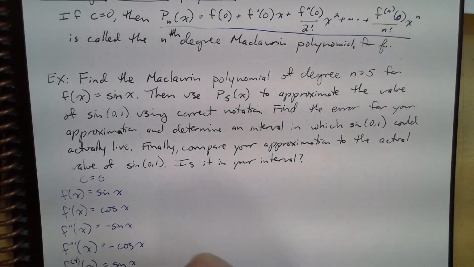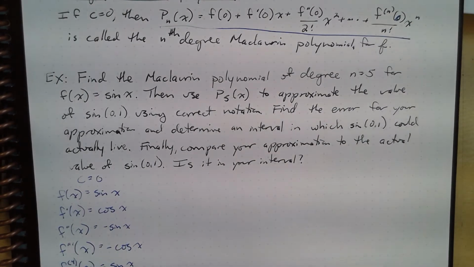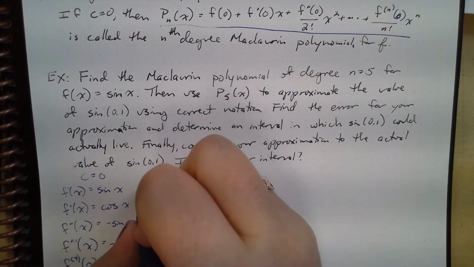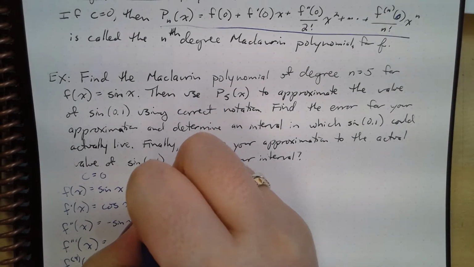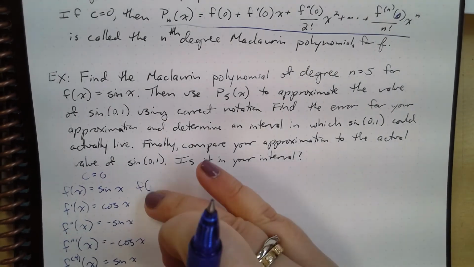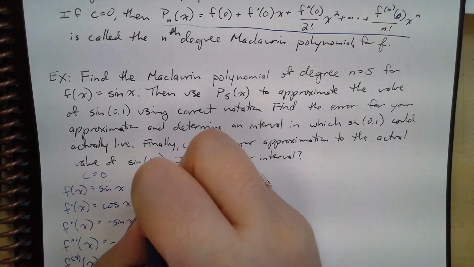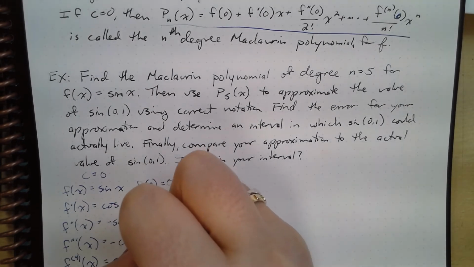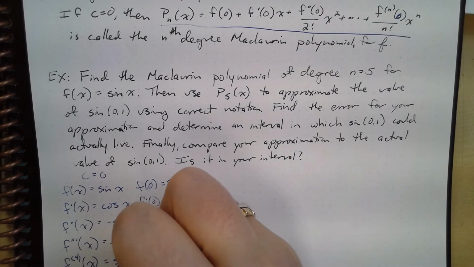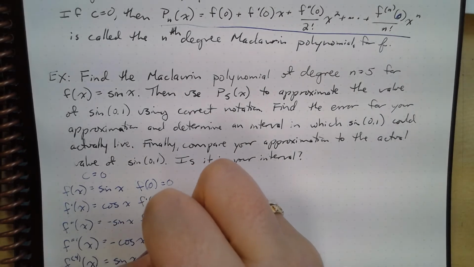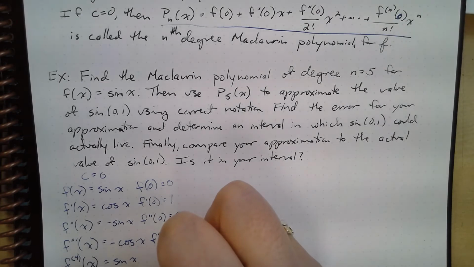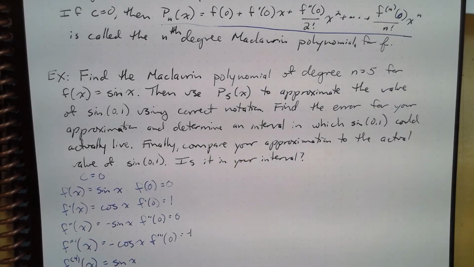Okay, and now since we're centering this at 0, we need to say what these are at 0. So we need f of 0, which is of course equal to 0. F prime of 0 is equal to 1. F double prime of 0 is equal to 0. Triple prime of 0 is negative 1.